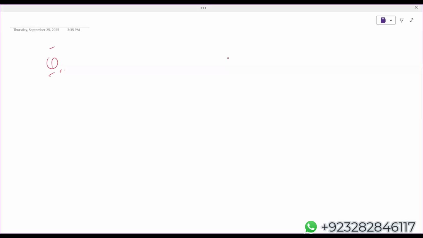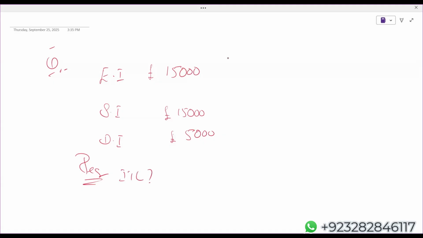Question. I want everyone to try this question. Employment income, let's say, is 15,000. Saving income is 15. Dividend income is, let's say, 5. Required is income tax liability. I'm just giving you 2 minutes. Give me the answer. I need income tax.